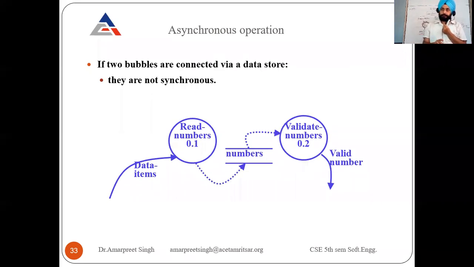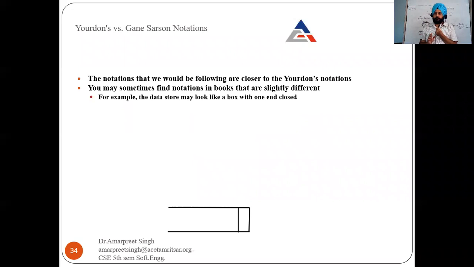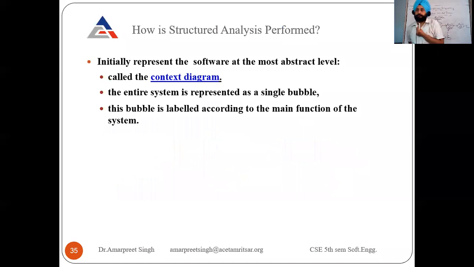Next. But if in between the two bubbles there is some data store, meaning they are indirectly connected through the data store, then it is known as an asynchronous operation. The notations that we will be following are closer to Jordan's notations. So Jordan gave these notations. Next.